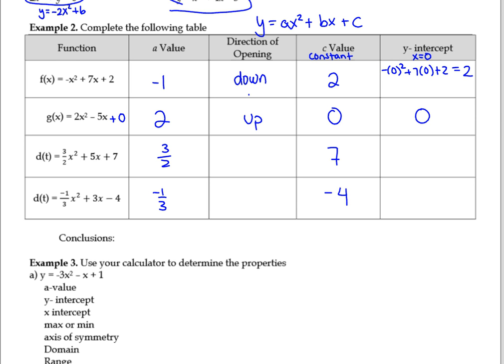Okay, a value, first one would be up or down? Up. Because a value is 3 over 2, it's positive, so it's going to open up. And the c value is 7, so the y-intercept is 7. Next one, a value is negative 1/3, so it opens down. You should have had your constant is negative 4, your c value, constant. So your y-intercept is also negative 4.